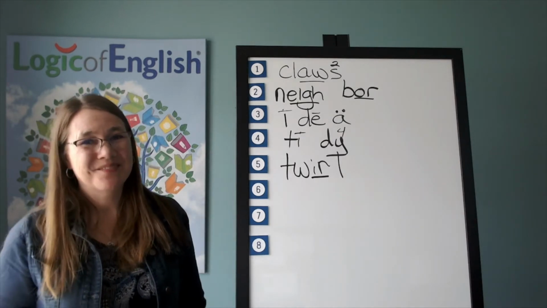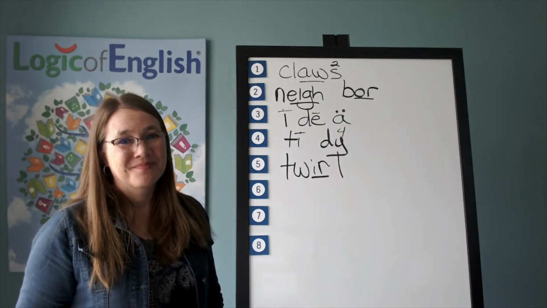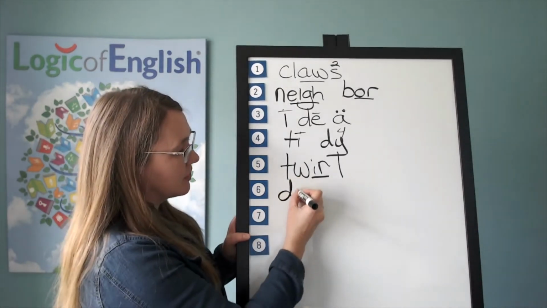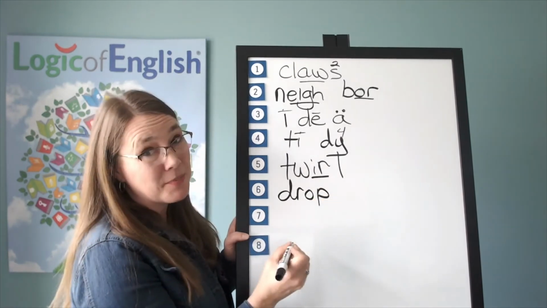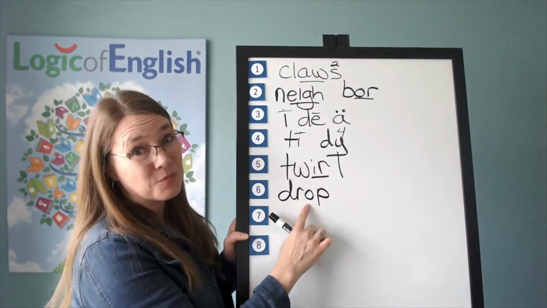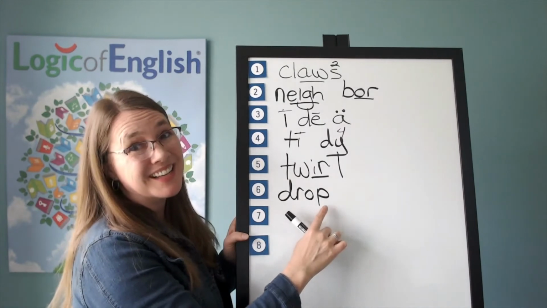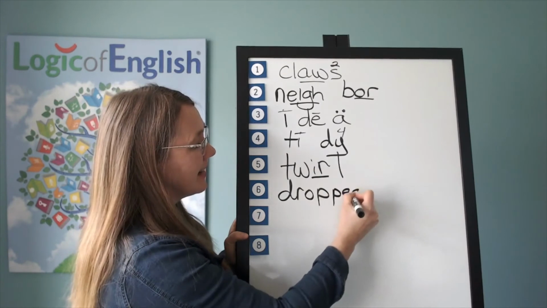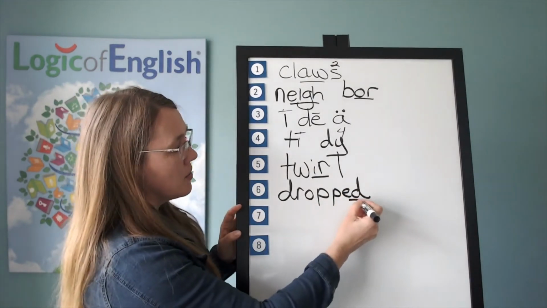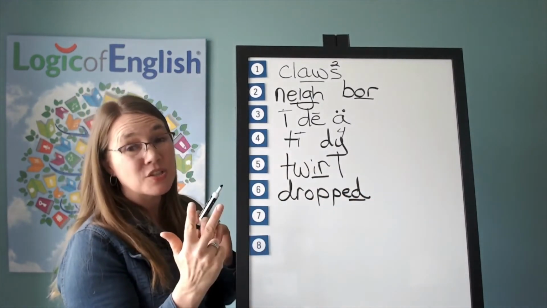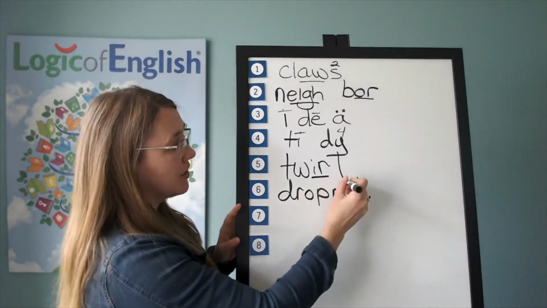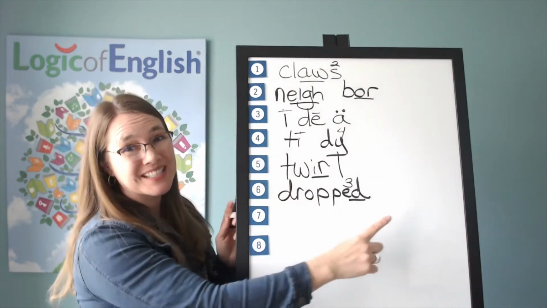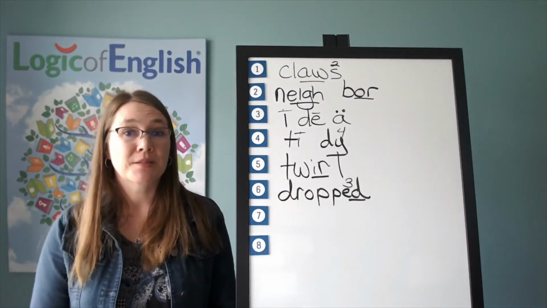Go ahead and write it. Excellent. And help me to write it. D-R-O-P. And we'll stop here for just a moment. Notice it ends in one vowel followed by one consonant, and we're adding a vowel suffix. So what do we do? We double the consonant and then add the suffix. All right. So what sound of ed do you hear in dropped? The third sound, T. Let's read it. Dropped.